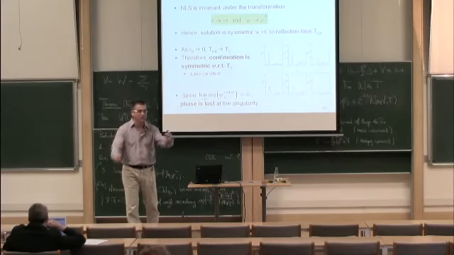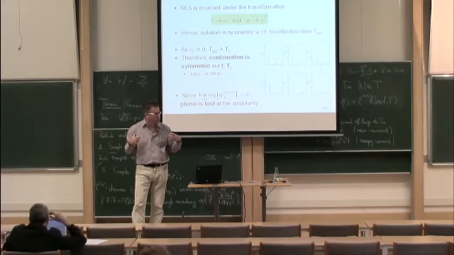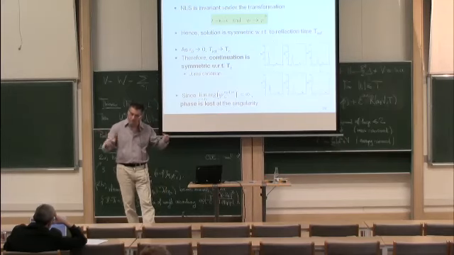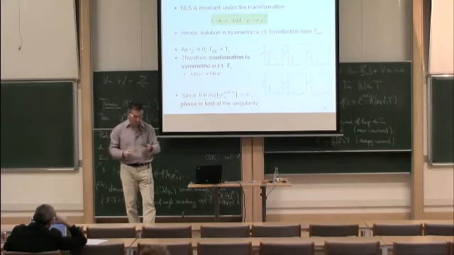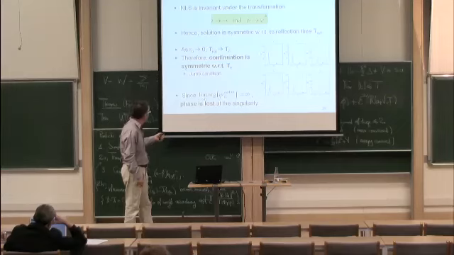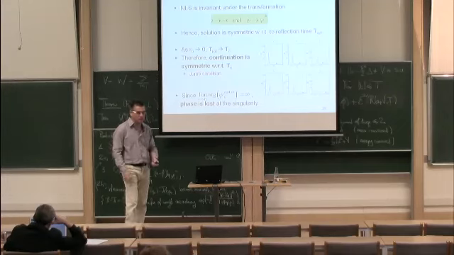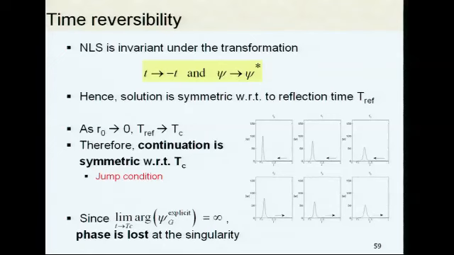So in a way, this gives us the jump condition that we wanted. We wanted to know how to connect the solution before and after the singularity, so at least in this case, that's the question. The symmetry with respect to Tc is your jump condition. What about the phase? Well, as before, since the phase of this solution becomes infinite at the singularity, anything after the singularity, you cannot determine the phase. It's infinity plus something, so again, you lose the phase.